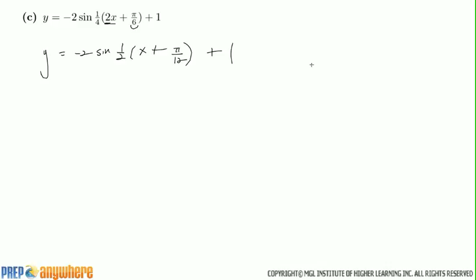Okay. So the amplitude is 2, right? It's got a reflection on the x-axis. The period is 4 pi because of the half. Phase shift is minus pi over 12, and vertical shift is positive 1.